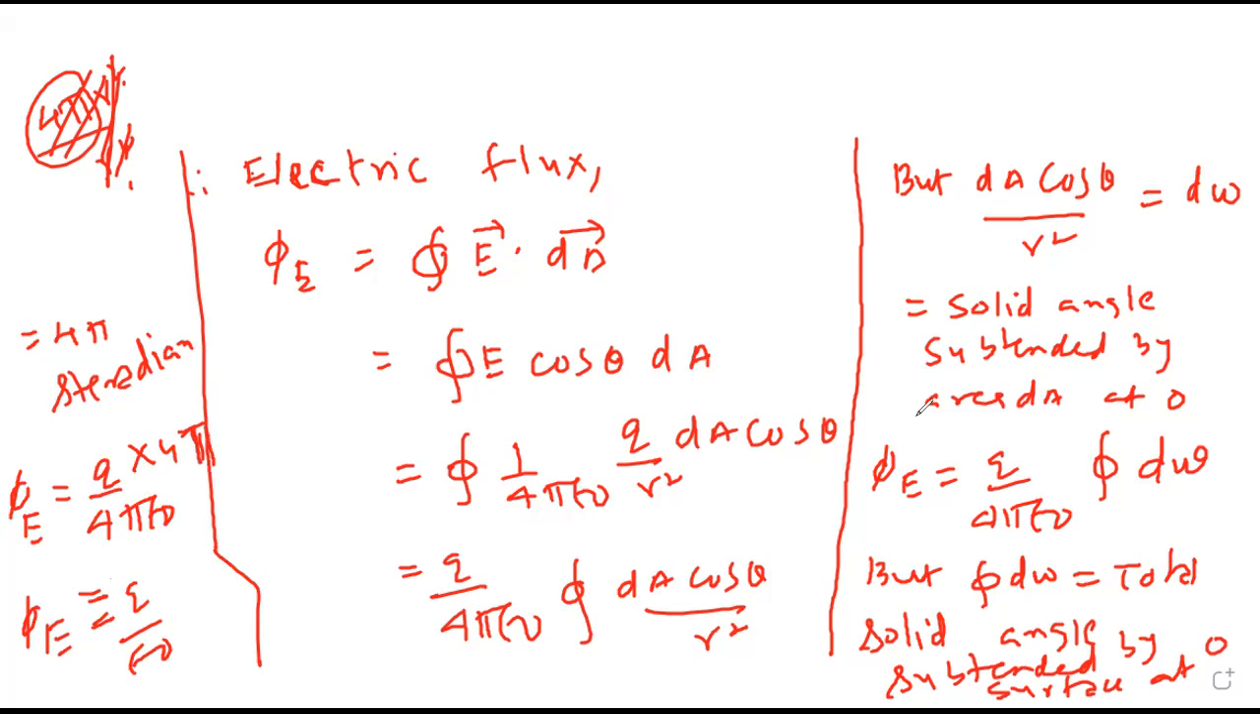Copy. Very important. For 4 marks, it can come in the exam. So if you know charge enclosed, you can directly write Q upon epsilon naught. If you know field, then integration of E bar dot dA bar.